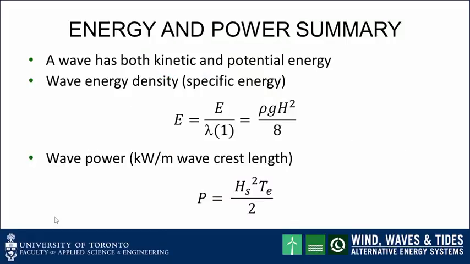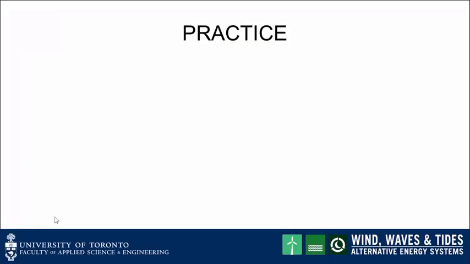Let's summarize what we've learned about energy and power contained in a wave. A wave has both kinetic and potential energy, and those two are equal in magnitude. We can find the wave energy density, or specific energy, very simply, just knowing the wave height. And by knowing the significant wave height and the energy period, we can calculate the power per unit wave crest length: h sub s squared T sub E divided by 2. Please try the practice questions that follow to become familiar with using these equations.